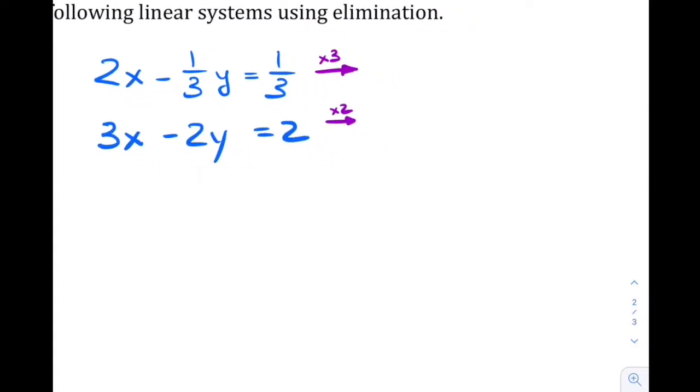So let's do that. I'm going to multiply the first, second, and third terms by 3. So we're going to get 6x minus 3 times a third is just 1. And on the right side, 3 times a third is also just 1. On the bottom, multiply everything by 2, so everything will be twice as big. 3 becomes 6. Negative 2 becomes negative 4, and 2 becomes 4.